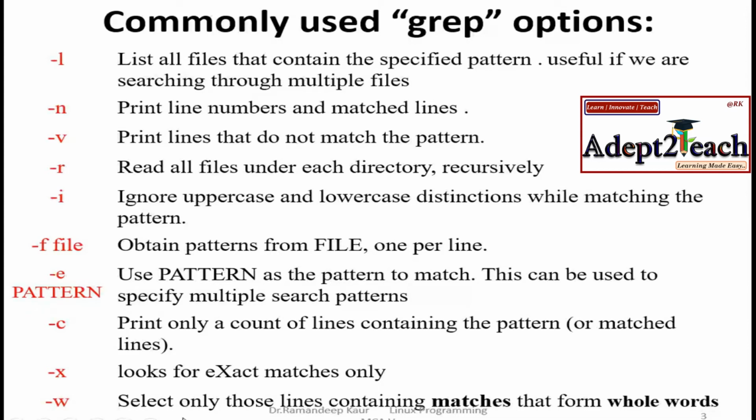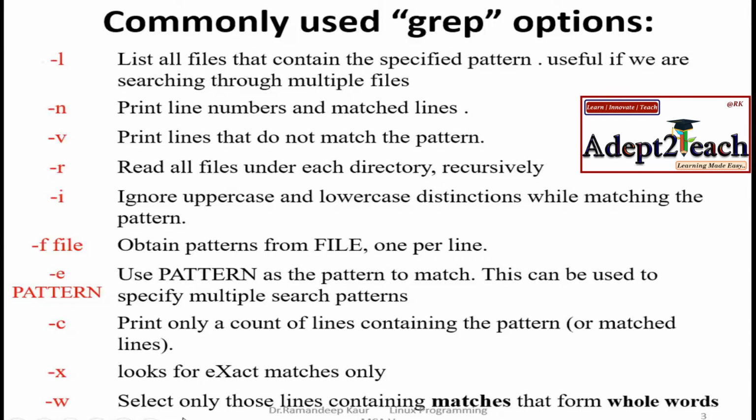Next is -n. It prints the line numbers along with the matched lines. That means at what line number the matching of the pattern has occurred. So the matching pattern as well as the complete line, along with the line number, will be printed. If I want to print the lines other than those which match the pattern, then I will use -v.